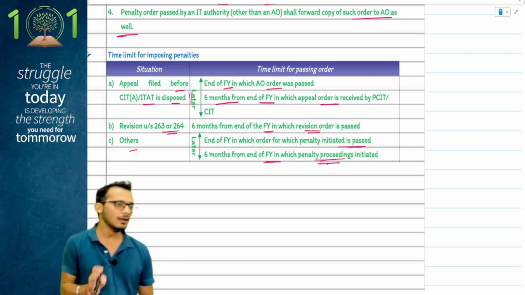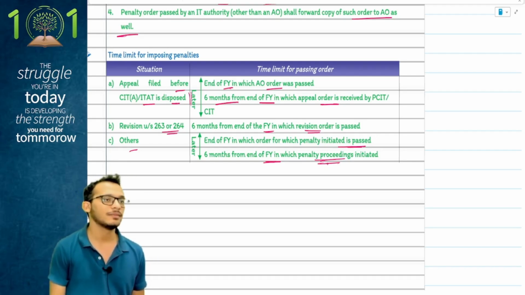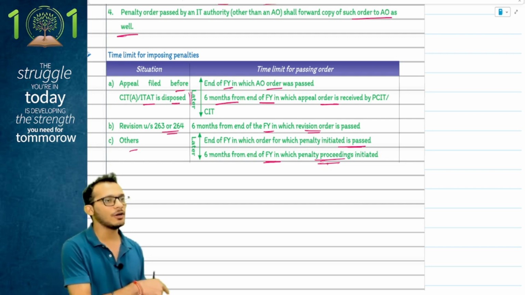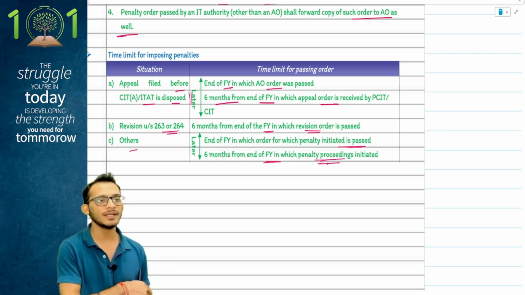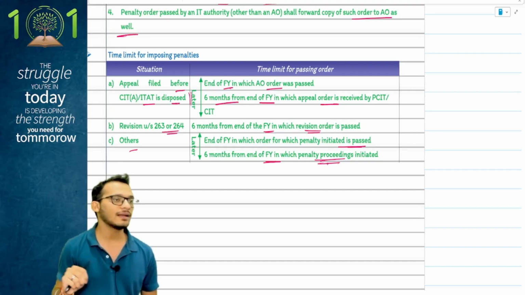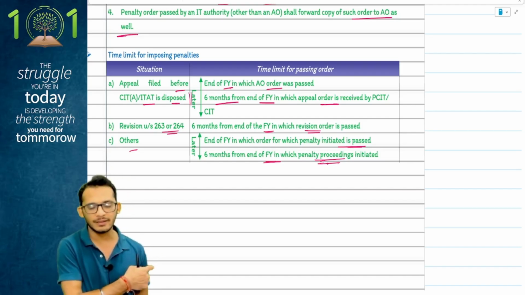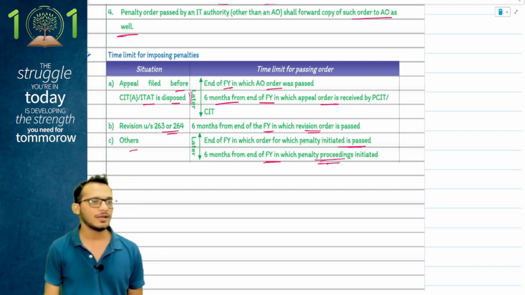In simple words, people, today if I have got an assessment order and if I accept the disallowance, the assessing officer will pass it within 6 months. If I choose to go for an appeal, in that case he will stay the penalty and wait for the order to come back. After the order comes back, it will be within 6 months from the end of the financial year again.